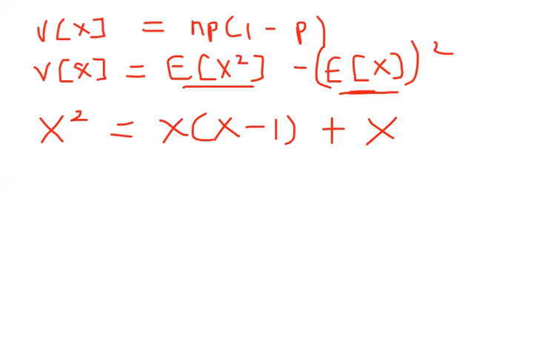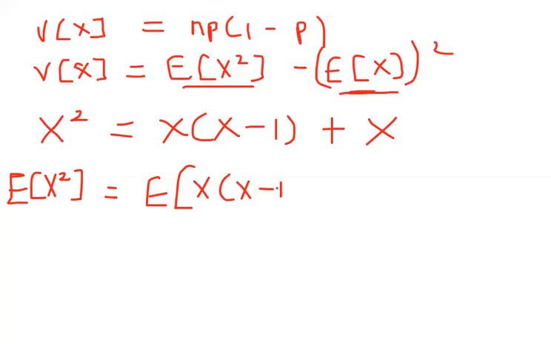Okay, so in that case, then I can say expectation of S squared is the same as what? Expectation of X into bracket X minus 1 plus expectation of X, right? So because it follows a binomial distribution, I can say this is the same as what?